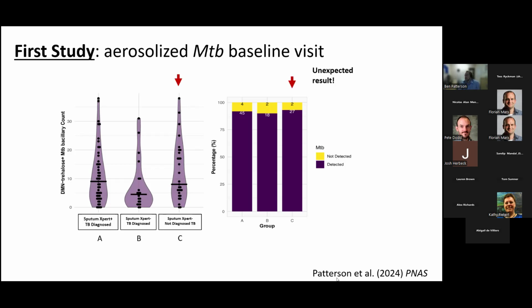So obviously this was not what we expected. We really didn't think that we would have so many people with evidence of TB in their aerosol in a group that were not diagnosed, despite investigation and being seen in a clinic.